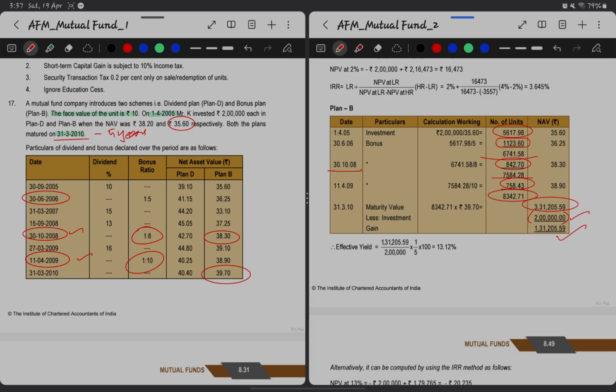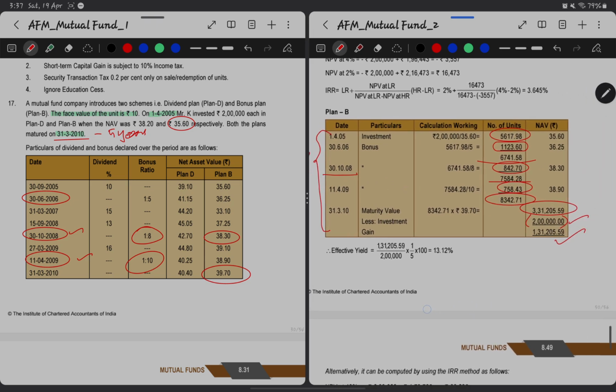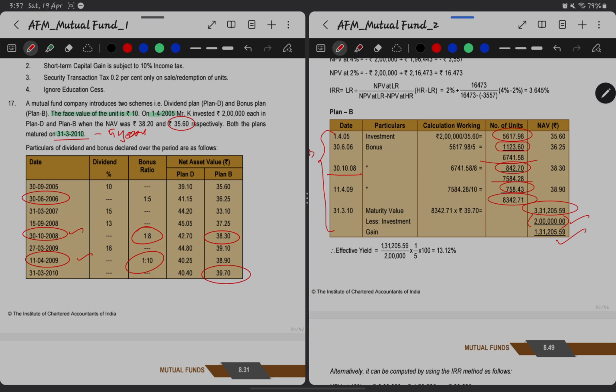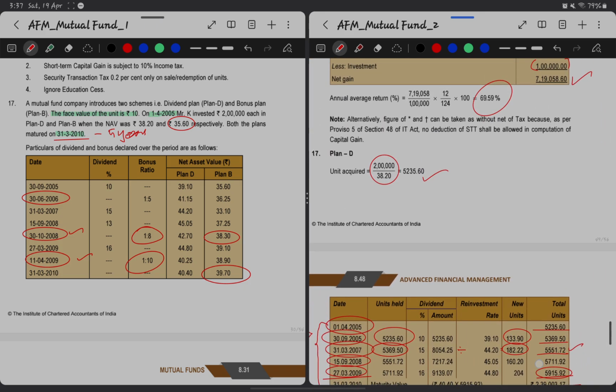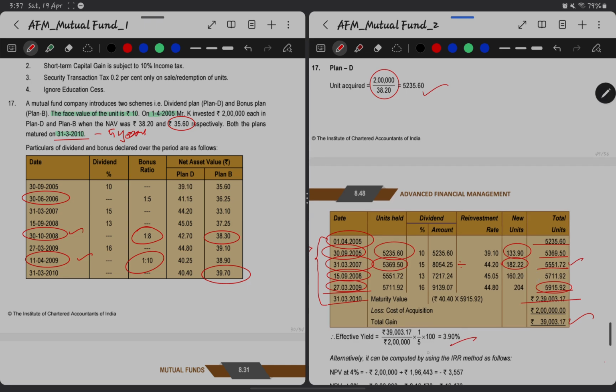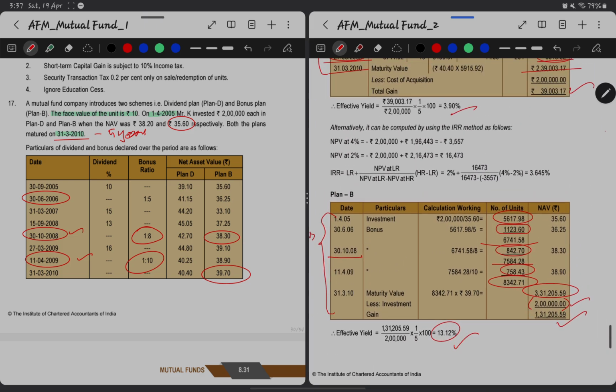Which is nothing but 1,31,205.59, divided by 2 lakh, the investment. And as we said previously, this is for a 5 year period, we need it for only 1 year. So divided by 5 multiplied by 1 will give us the 1 year return, which is nothing but 13.12. And as we can compare, the dividend plan, Plan D, gave us only 3.90, but the bonus plan has given 13% interest yearly. That's it. Thank you.